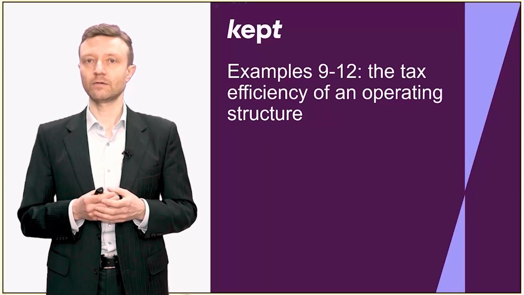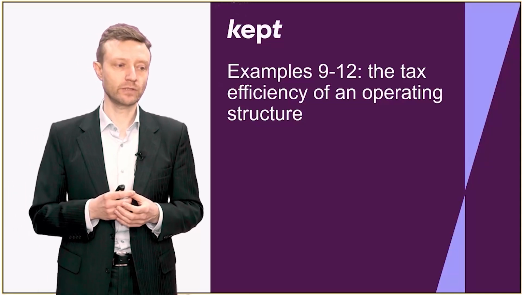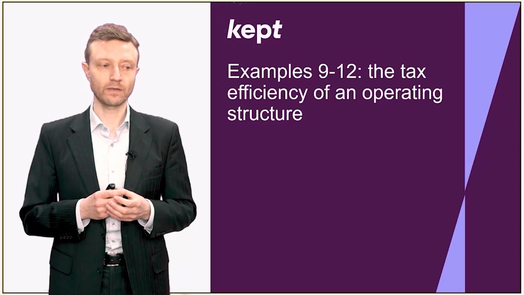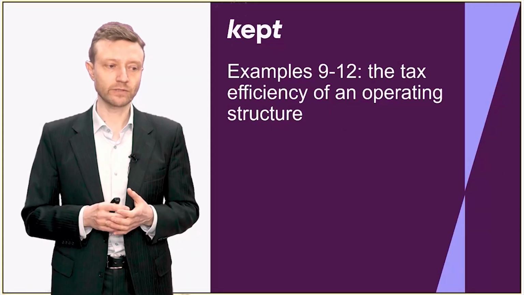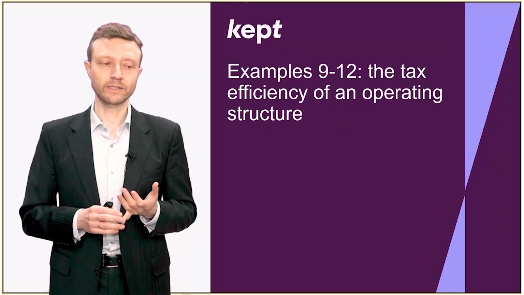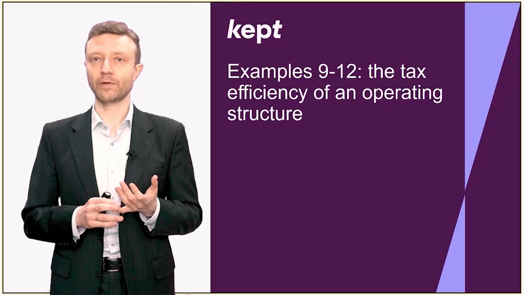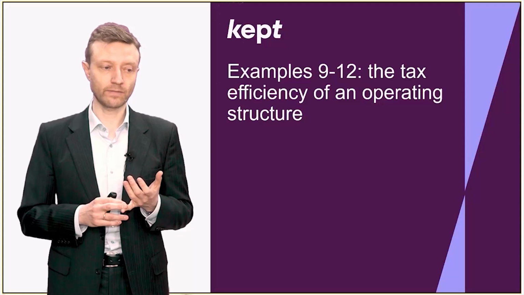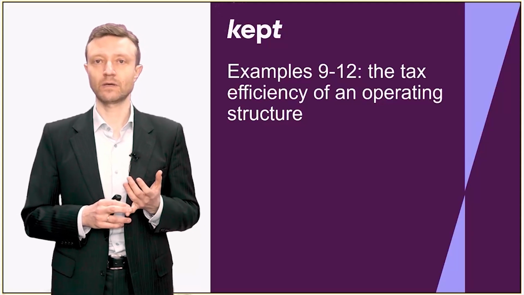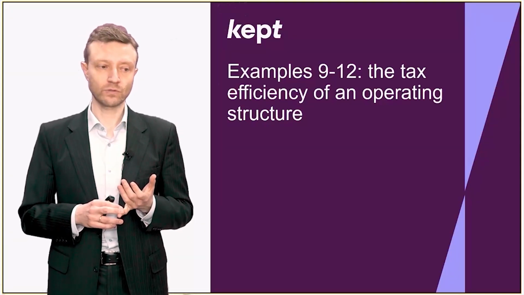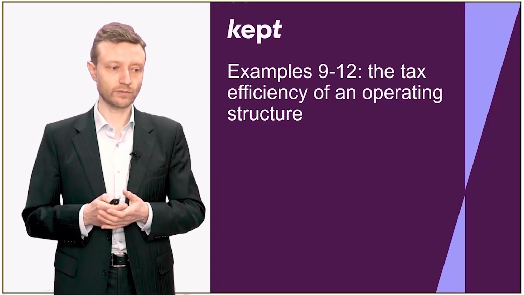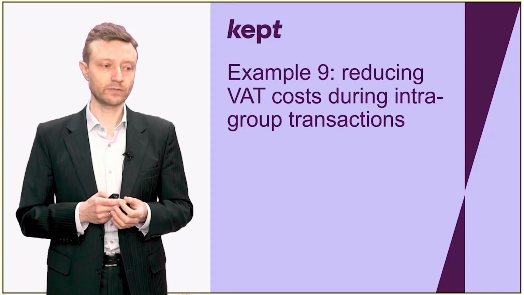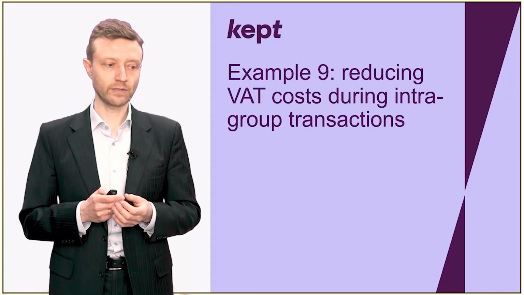Okay, the final part of the presentation is related to examples about operating structures, and we will look at 4 cases where tax efficiency of an operating structure is either improved or at least tax costs are avoided. The first example relates to VAT costs during intra-group transactions.